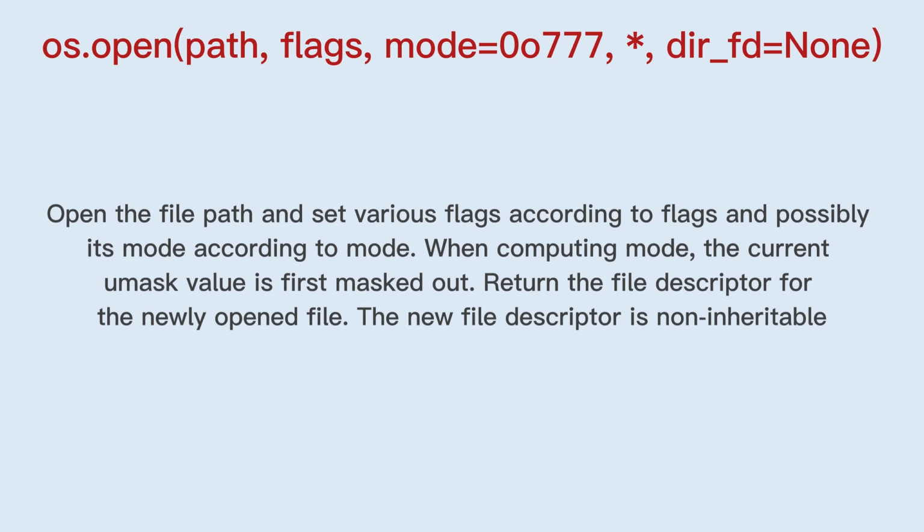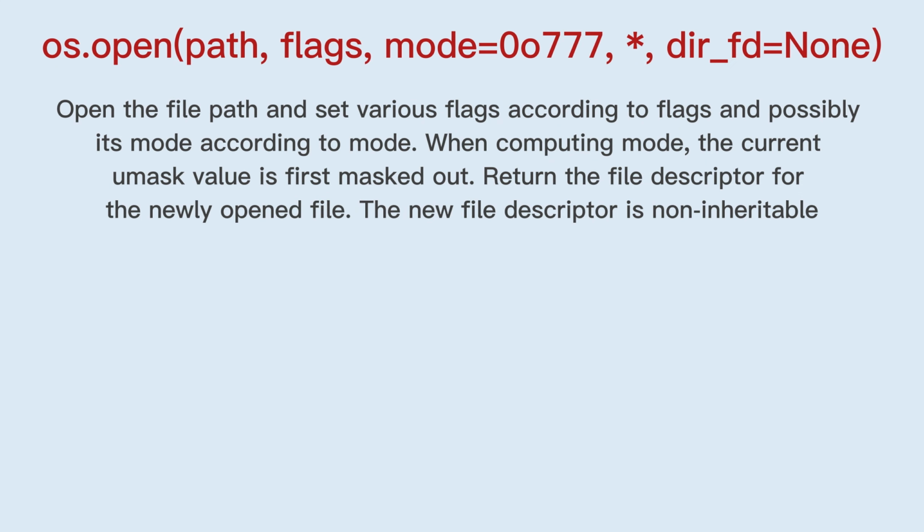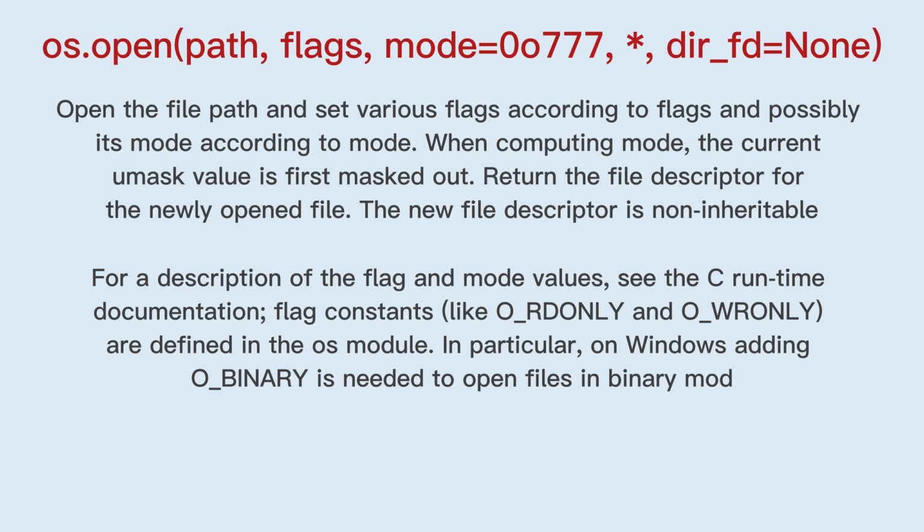os.open. Open the file path and set various flags according to flags and possibly its mode according to mode. When computing mode, the current umask value is first masked out. Return the file descriptor for the newly opened file. The new file descriptor is non-inheritable. For a description of the flag and mode values, see the C runtime documentation.